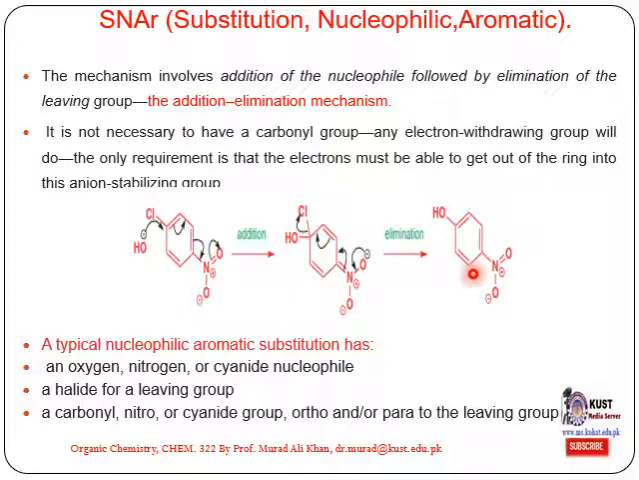SNAr, substitution nucleophilic aromatic. The mechanism involves addition of the nucleophile followed by elimination of the leaving group, the addition-elimination mechanism. It is not necessary to have a carbonyl group. Any electron-withdrawing group will do. The only requirement is that the electrons must be able to get out of the ring into this anion-stabilizing group.